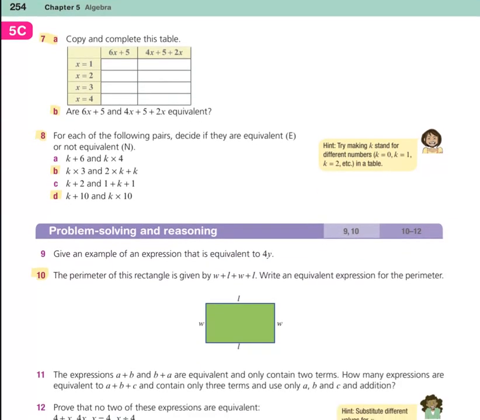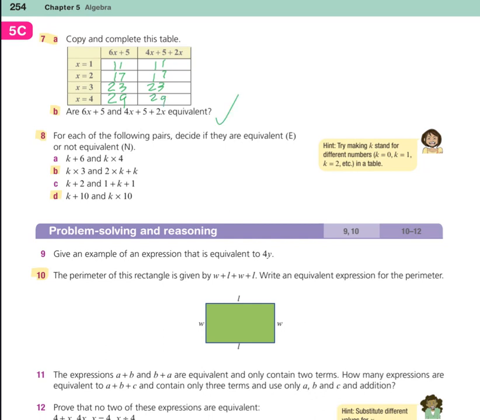All right, copy and complete the table. 6 times 1 plus 5. X is 1. 6 times 1 is 6 plus 5 is 11. 6 times 2 is 12 plus 5 is 17. And 23, and 29. 4x plus 2x is 6x. These are going to be exactly the same. Are they the same? Yes, they are.